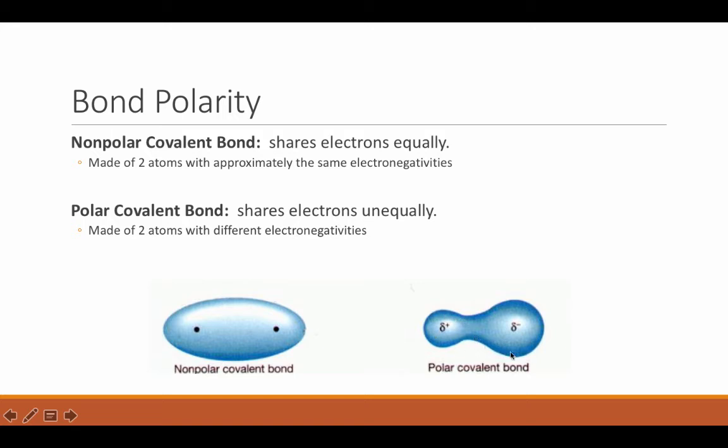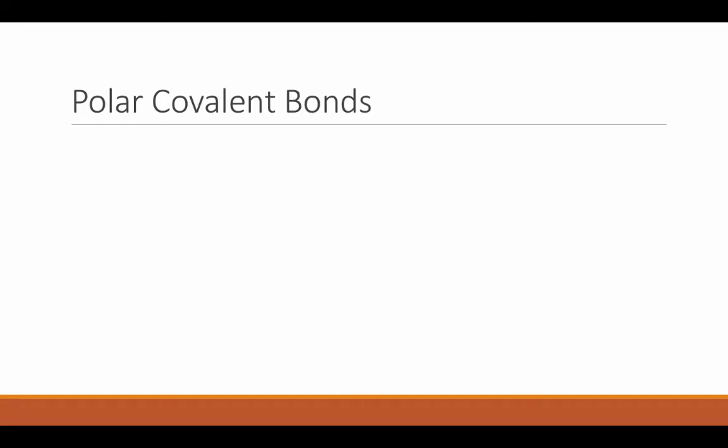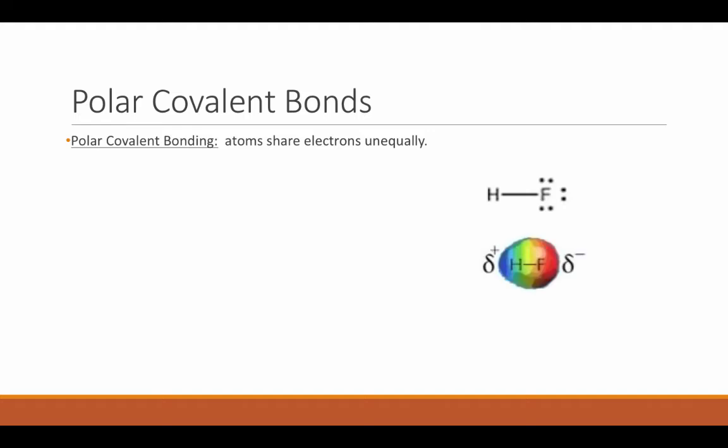Where there's more electrons, we have a partial negative charge. Where there's fewer, we have a partial positive charge. These symbols represent partial charge. Looking more closely at a polar covalent bond, take HF for example. This is both a bond and a molecule, since HF is a molecule that contains only one bond. Since fluorine has a higher electronegativity than hydrogen, it will attract the electrons towards itself, giving it a negative partial charge on the fluorine end and a positive partial charge on the hydrogen end.